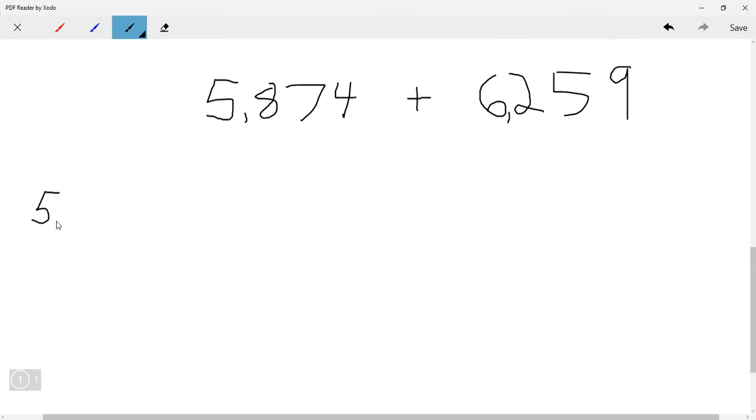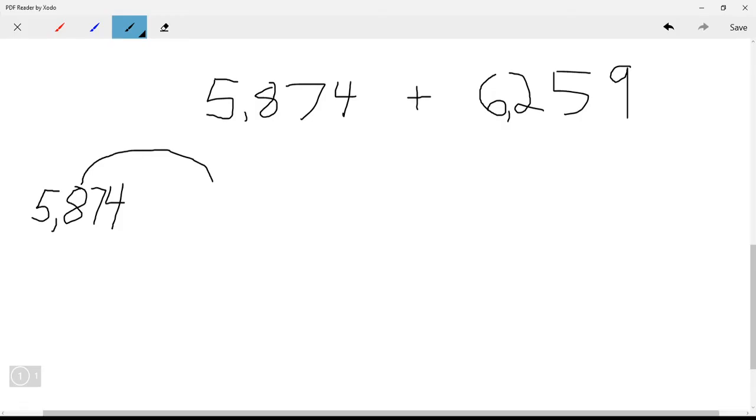With an open number line, you don't have to start at any specific number. So it's best to just start with one of the numbers, right? So I decided to start with 5,874. And I could draw a number line here, but I like to just kind of hop. So we start with 5,874. We're adding 6,259.